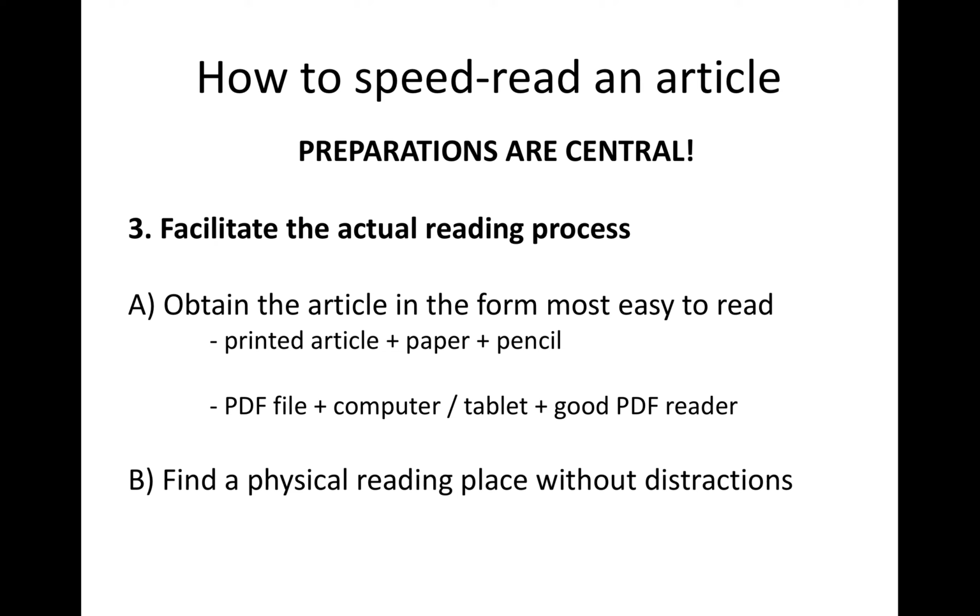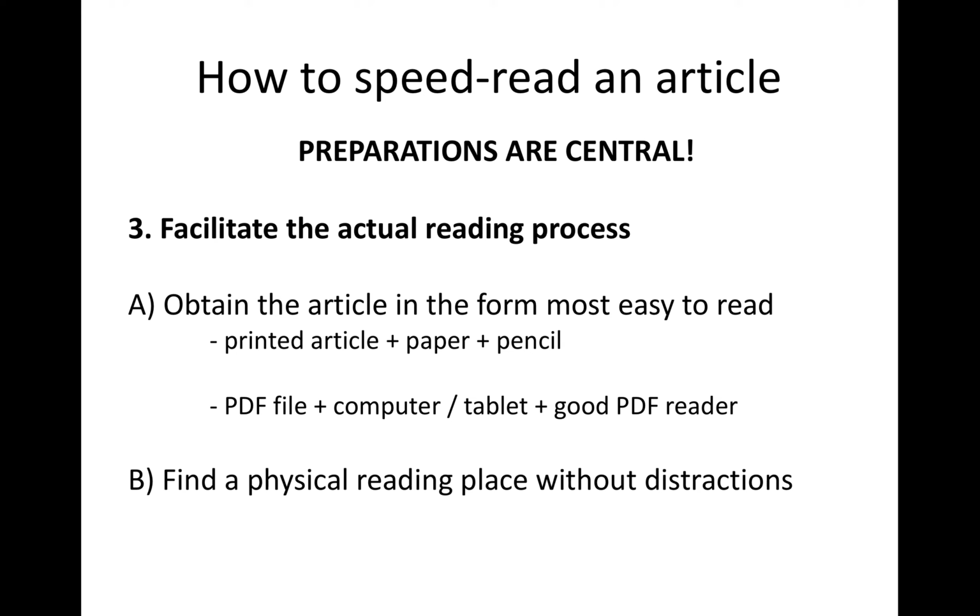Thirdly, before you start reading, you should think about how to facilitate the actual reading process. One of the ways is to obtain the article in the form that is easiest for you personally to read. For example, some people prefer to read printed articles and have a pen or pencil where you can, for example, underline things or encircle things or write questions in the margin and so forth. Some people prefer to read PDF files on a computer or a tablet. And then it's important, of course, to have a good PDF reader.